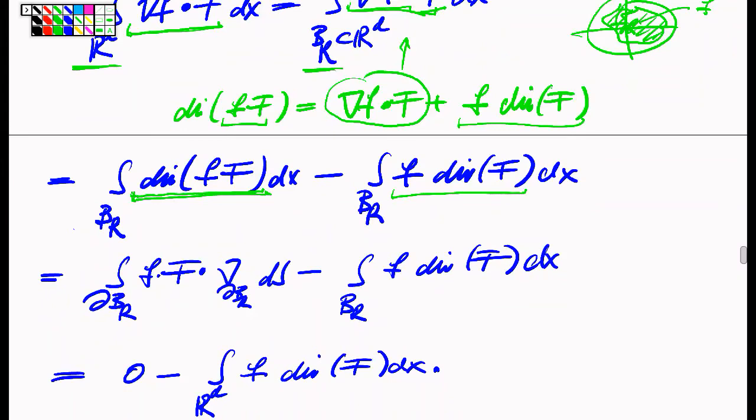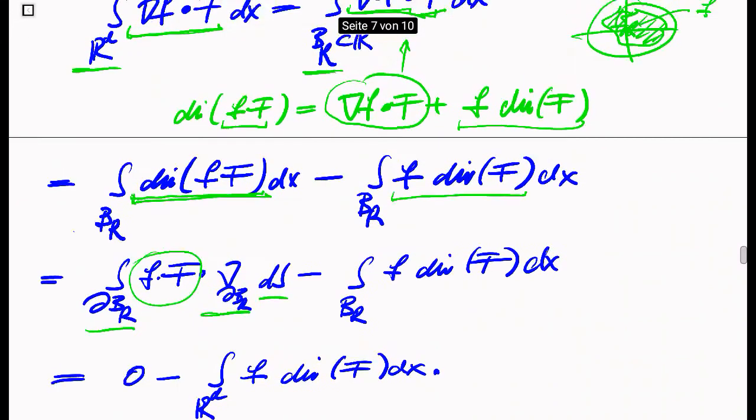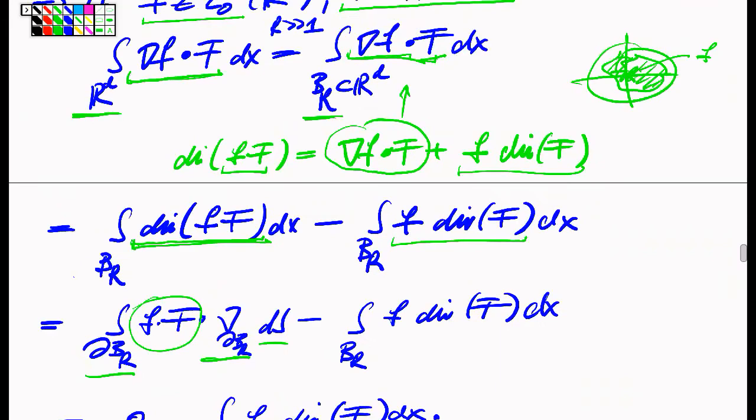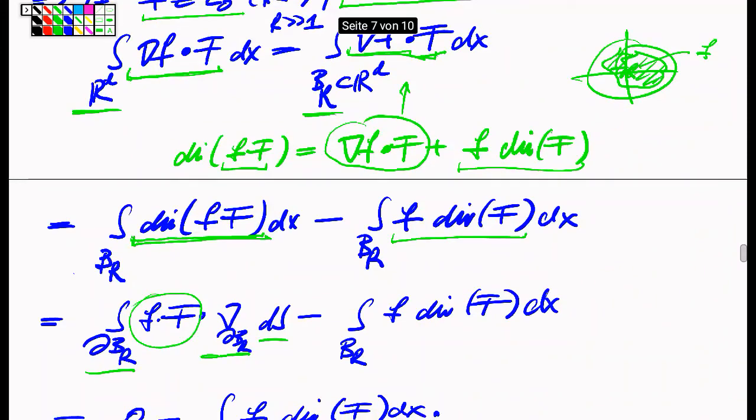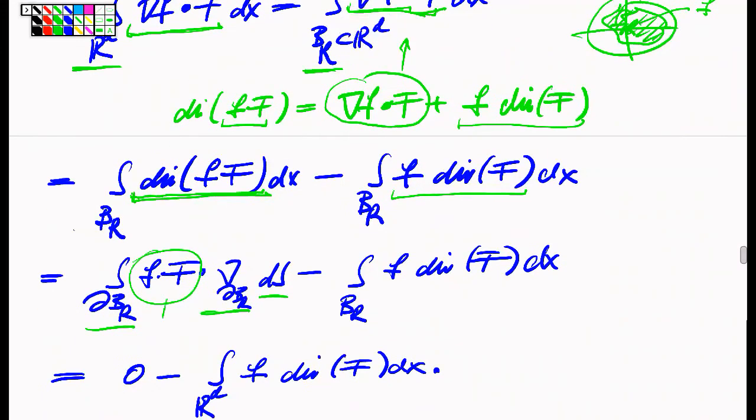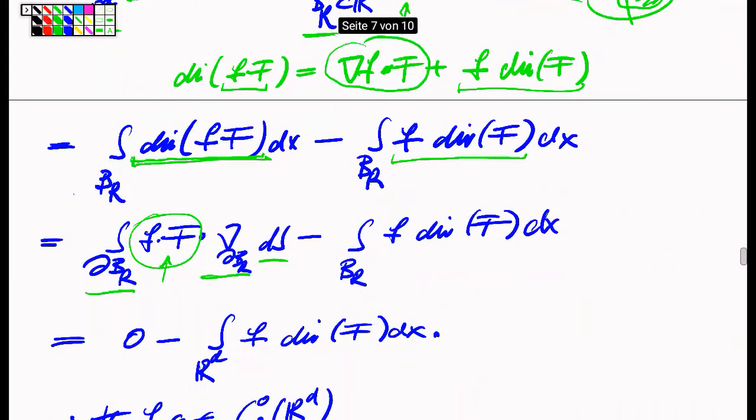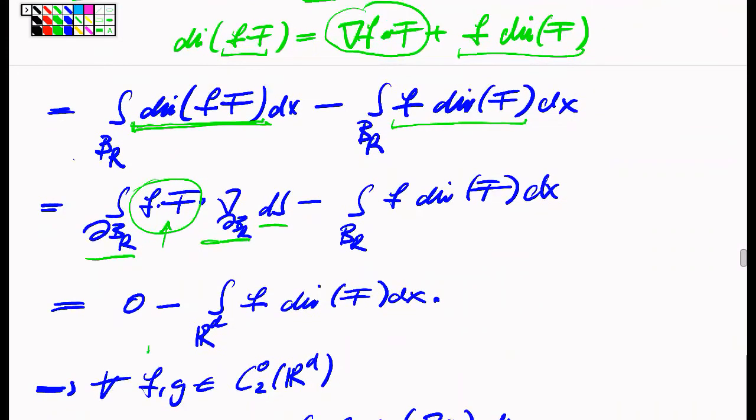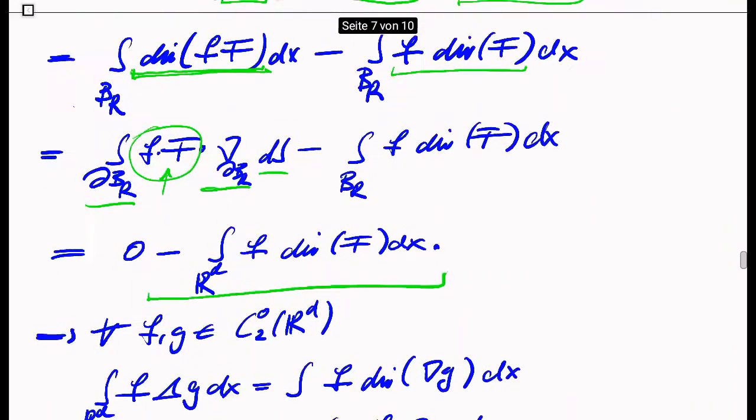integral of the divergence is just as good as if I do the integration over the surface of the ball, so over the sphere, and I take this vector field f times capital F, inner product with the exterior normal of that ball, integrated over the surface. But since the ball is chosen large enough, the function f has no more support on that sphere, so the function over which I integrate here is the zero function, and what I am left with is just this minus f divergence of F.